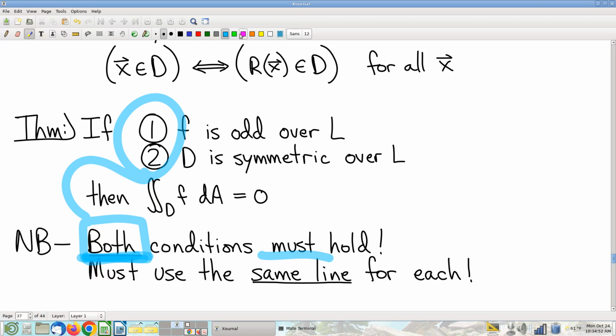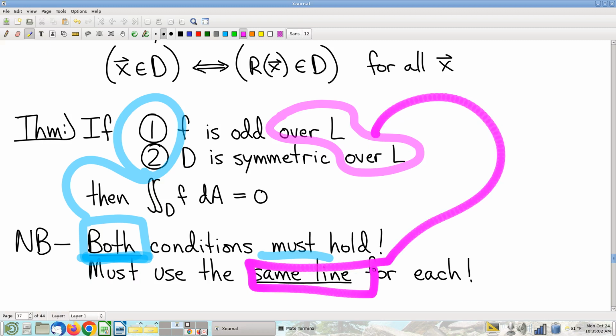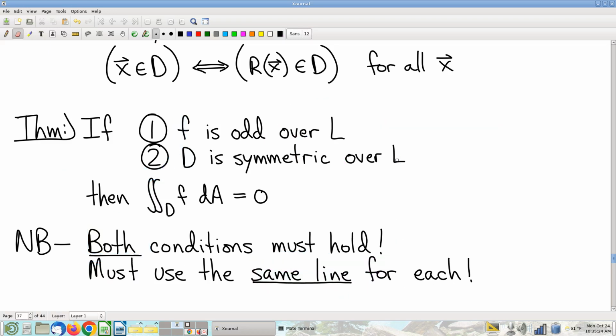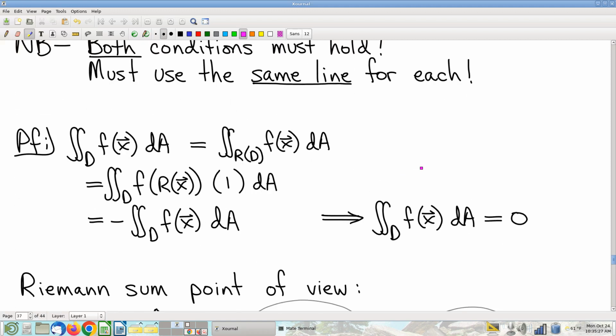The other thing that a lot of students forget, the other landmine here, you might say, is the line. It's got to be the same line for each of the properties. So it is absolutely insufficient to have a function that's odd over one line and a domain that's symmetric over a different line. No good. They have to be the same line. Okay, so very careful about those, please. Let's see why this is true with those warnings made.